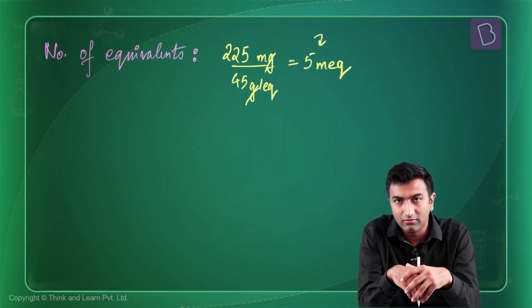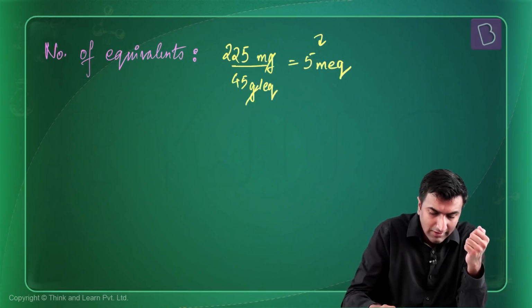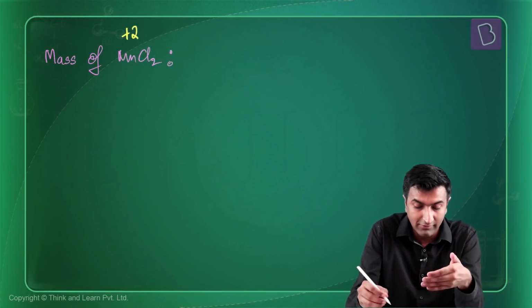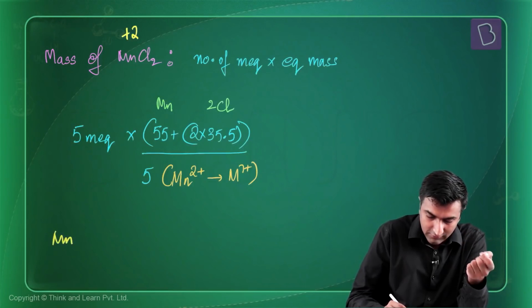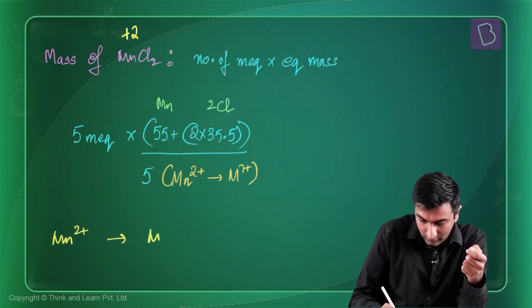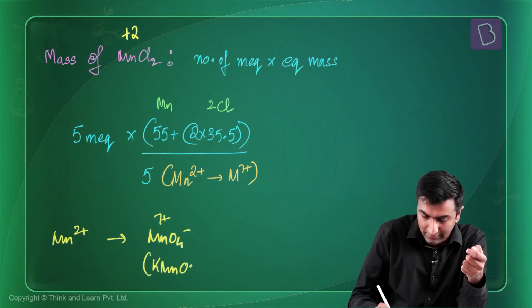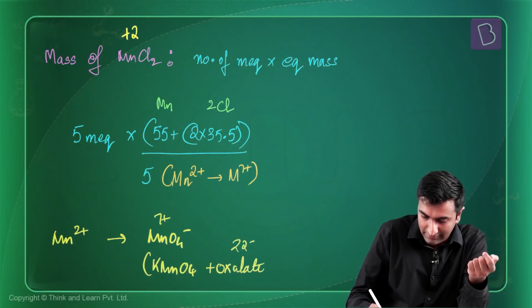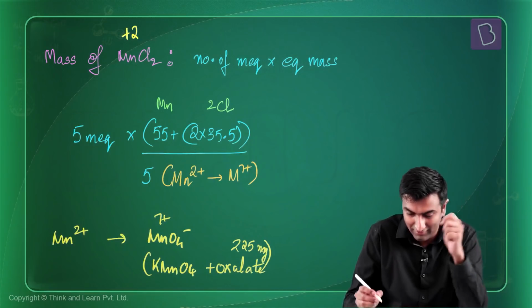But what happens to KMnO4? How did KMnO4 form in the first place? Let's see. To get the mass of MnCl2, remember MnCl2 is manganese in its +2 state. In the acidic medium, what happens? It goes from Mn2+ to Mn7+. So this is Mn2+ giving you MnO4 minus, which is basically +7, which was the KMnO4 that reacted with the oxalate, the 225 milligrams. Let me just write that down. Oh, milligram, not gram. Oxalate. Got erased. Okay.